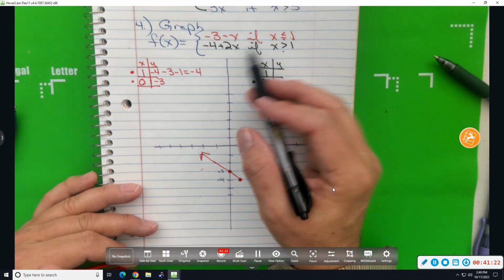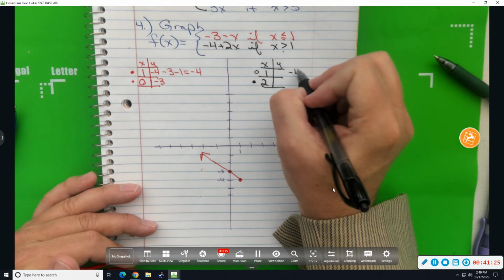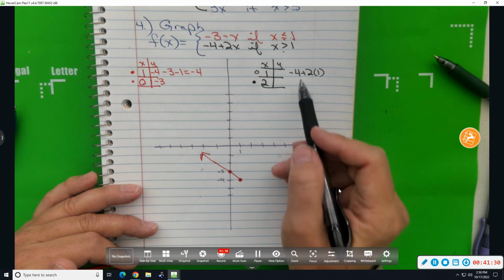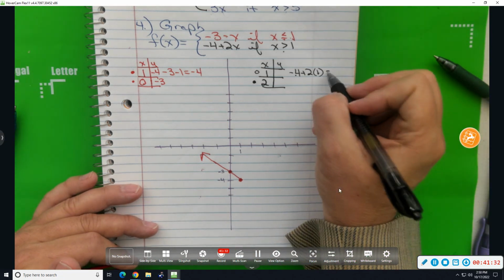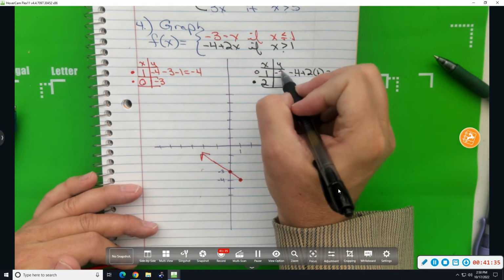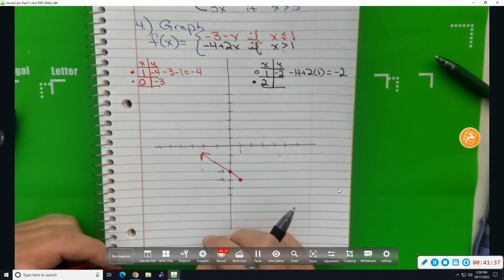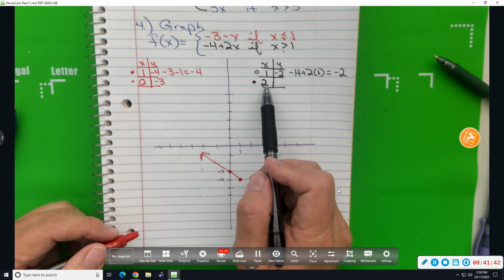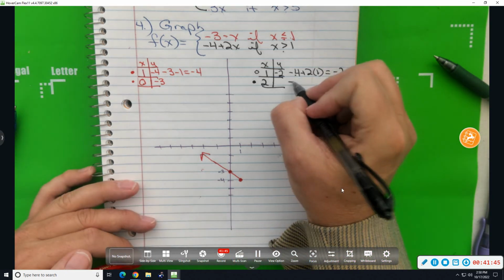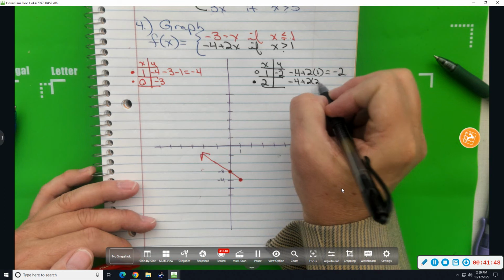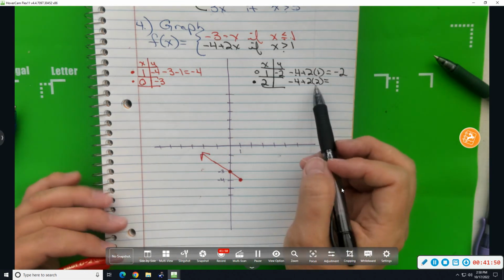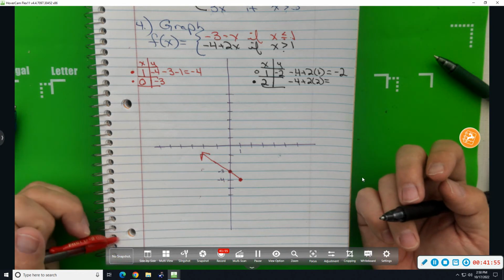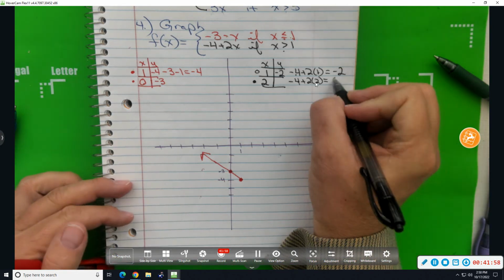Plugging 1 into the black piece, we get a negative 4 plus 2 times 1. That's negative 4 plus 2, which gives me a y value of negative 2. Then we're going to plug in a positive 2. That's a negative 4 plus 2 times 2. Negative 4 plus 4, what's that going to give us? 0? I agree.